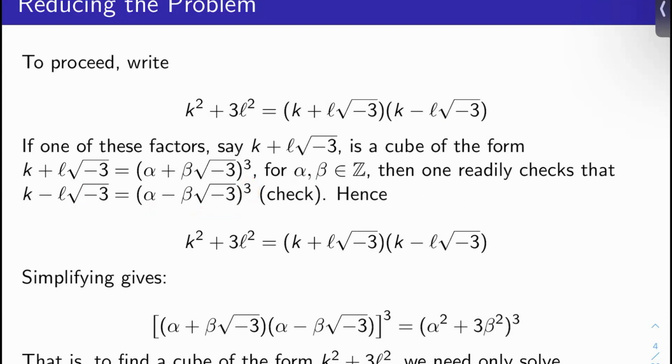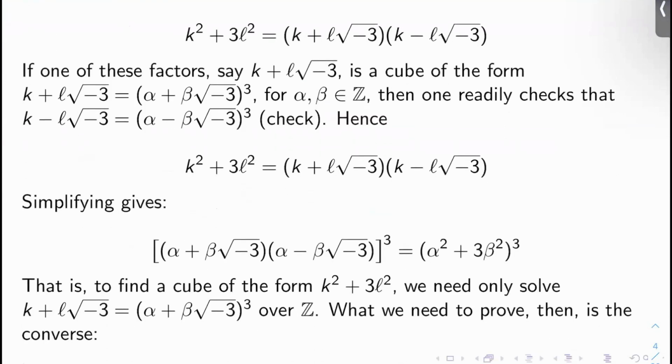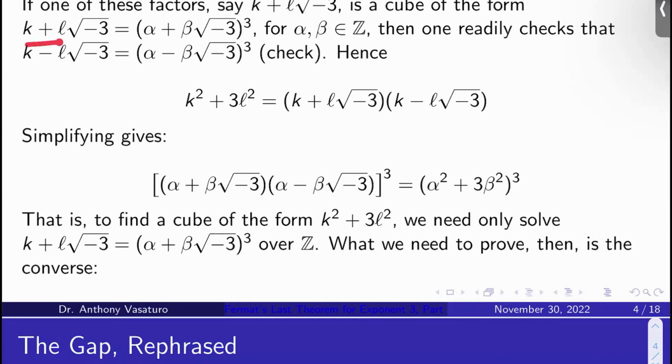This is one of several things I'm going to ask you to check as just a little bit of homework, or else this video will take way too long. Okay, and so the equation k squared plus 3l squared equals k plus l root negative 3 times k minus l root negative 3 turns into the following. If you plug these expressions in, you get alpha plus beta times root negative 3 times alpha minus beta times root negative 3 all cubed, which is alpha squared plus 3 beta squared all cubed, and all of that equals k squared plus 3l squared.